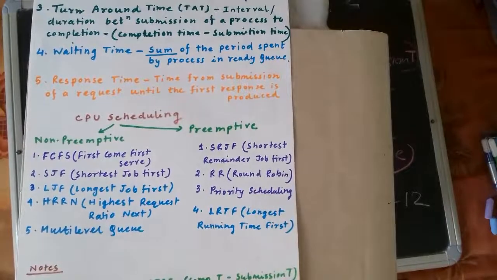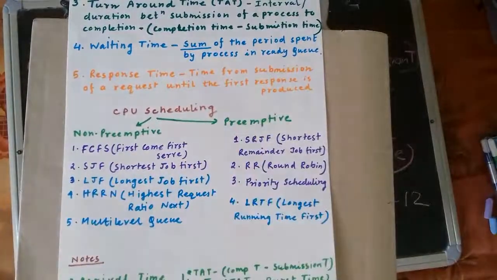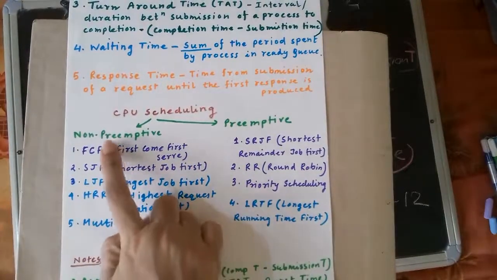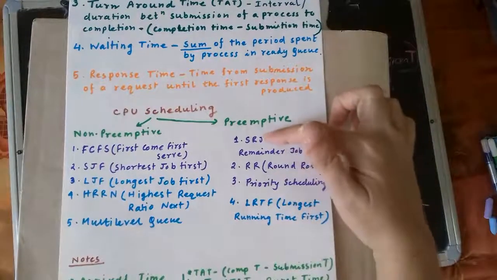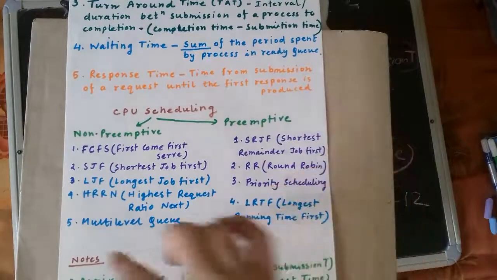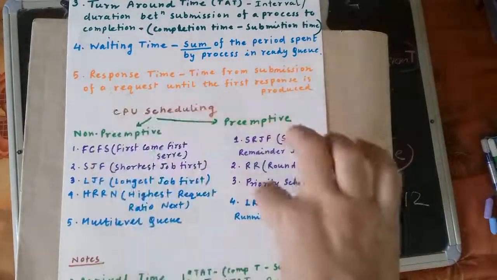Before I introduce non-preemptive and preemptive, we will discuss FCFS and SJF from the non-preemptive group. From the preemptive group we will discuss SRJF, RR and priority. Multi-level queue I will cover in another video. All the rest we are not covering.